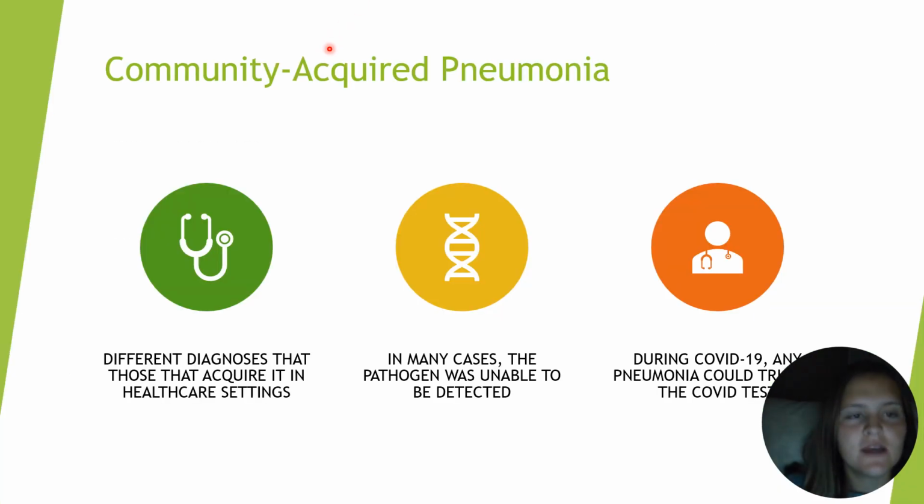Okay, so next is community-acquired pneumonia. This is pneumonia that is spread through the community through droplet or contact. There are different diagnoses than for those that acquire it in healthcare settings. In many cases, the pathogen was unable to be detected. And during COVID-19, any pneumonia could mess up the COVID test.